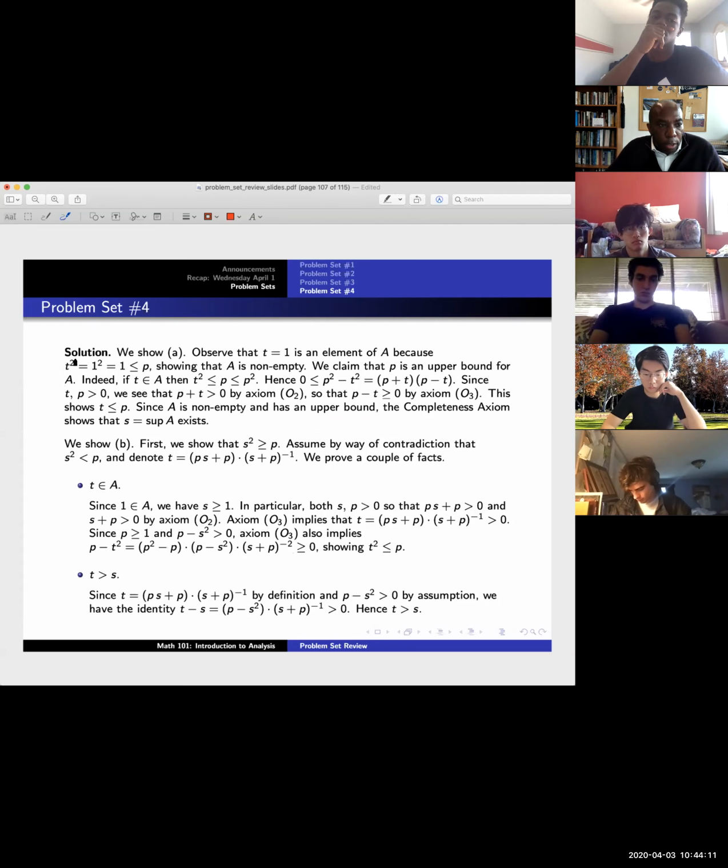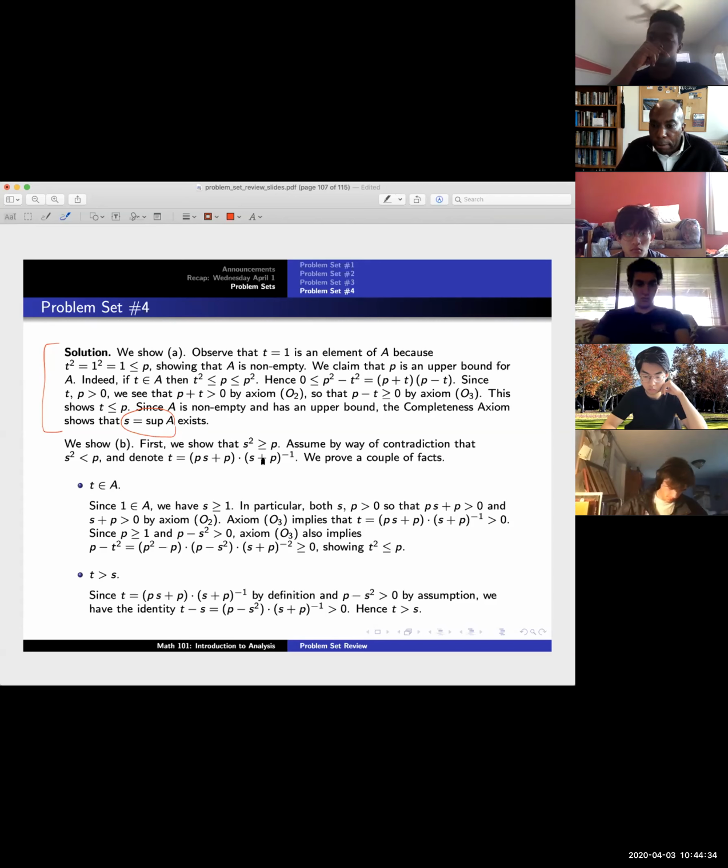For the first part, part A, we know that the supremum exists because we have a bounded non-empty set. The number 1 is in the set and of course is bounded by P. So the first half, part A, is really not very difficult. It's a bounded non-empty set, so by the completeness axiom, the supremum exists. Now what I want to do is try to show that S squared has to equal P. Let me do this in two parts. First, I want to prove that S squared is greater than or equal to P.